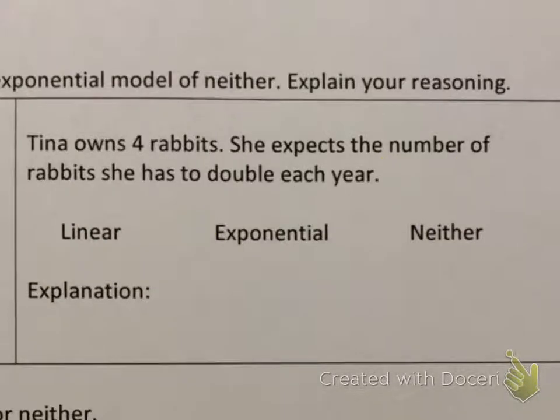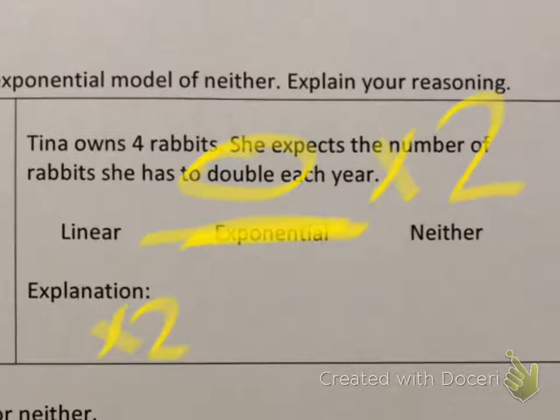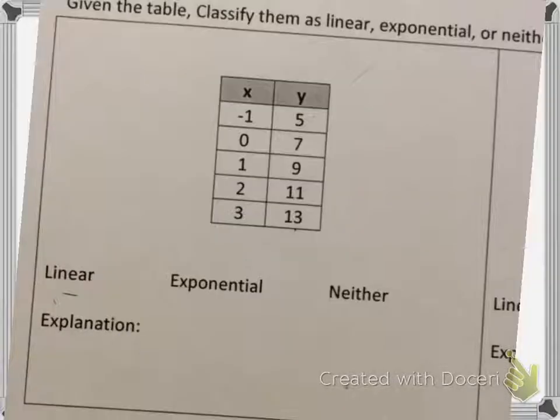All right, the next one says, Tina owns 4 rabbits. She expects the number of rabbits she has to double each year. Double actually means to times by 2. So this is a dead giveaway of what this one's going to be. That's going to be exponential, because anytime we multiply for our pattern, it's an exponential function.